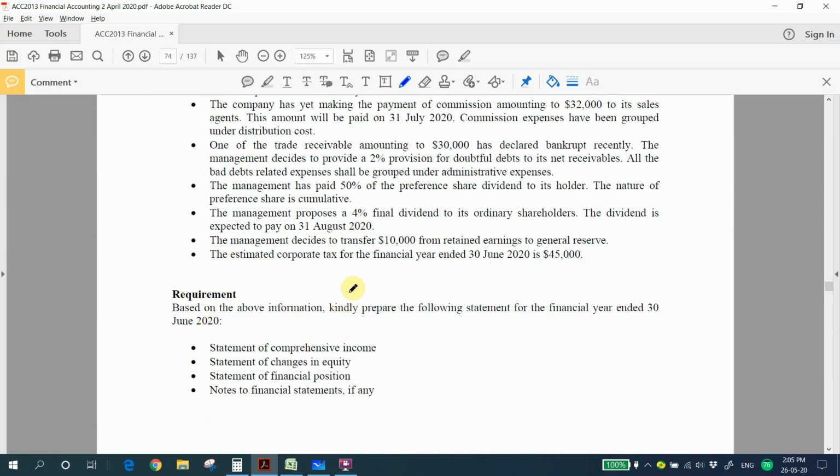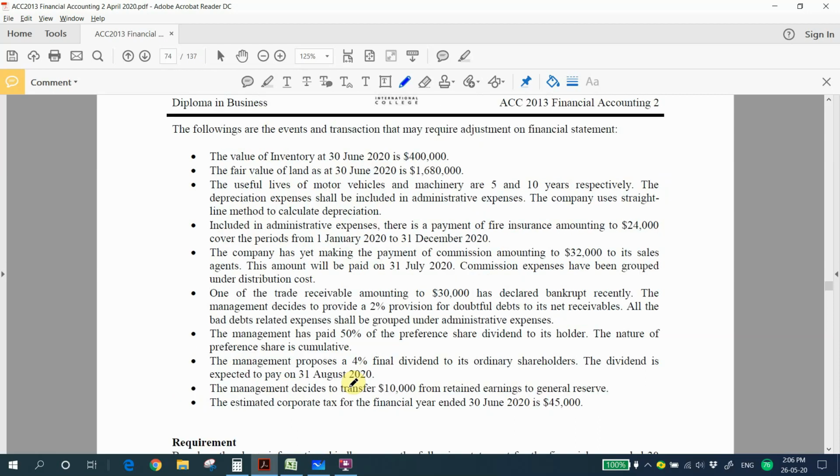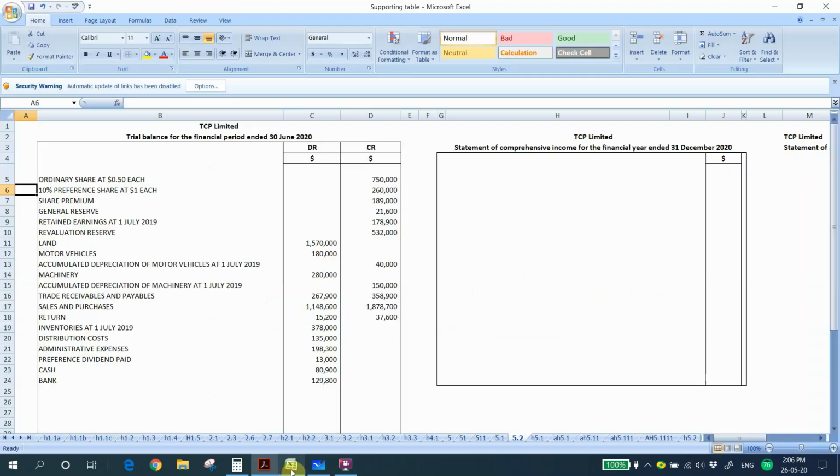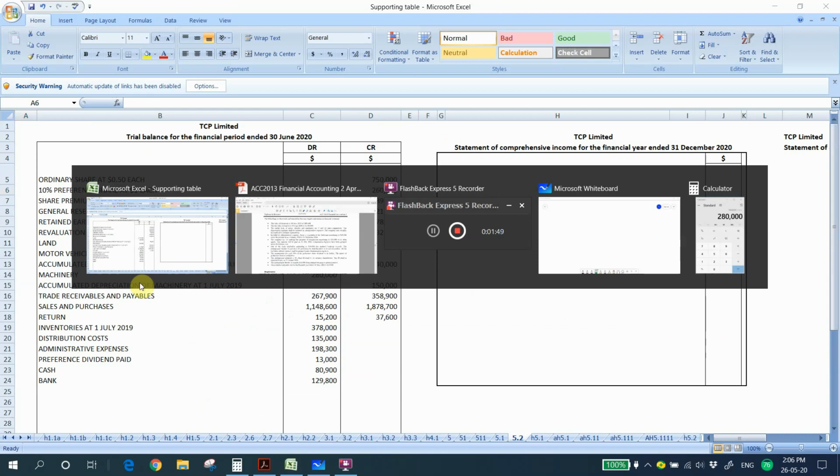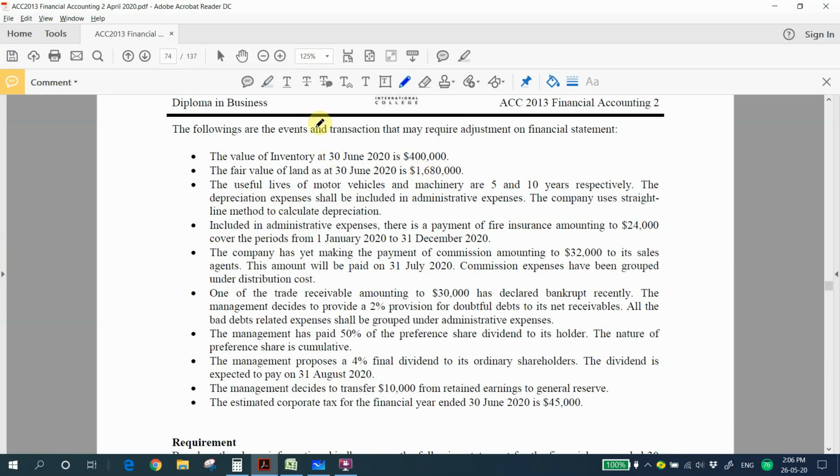Based on the above information, we are required to prepare 4 statements, which are statement of comprehensive income, statement of changes in equity, statement of financial position, and notes to the financial statement, if any. For a better presentation, I will show my answer in Excel, and the adjustment will also be indicated here. So let's look at the adjustment. The value of inventory at 30th June 2020 is 400,000. So this will be our closing inventory.